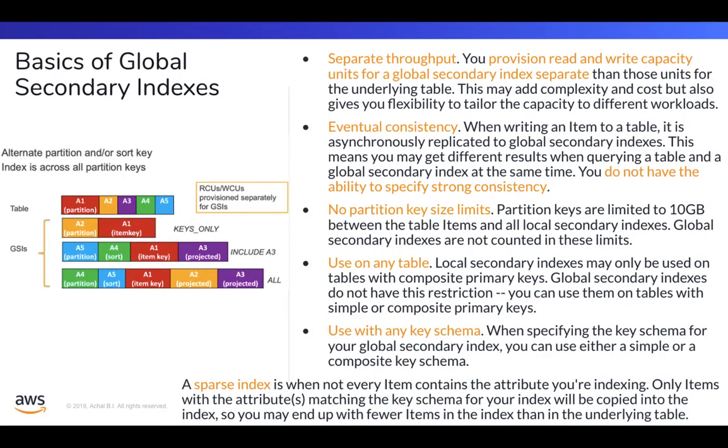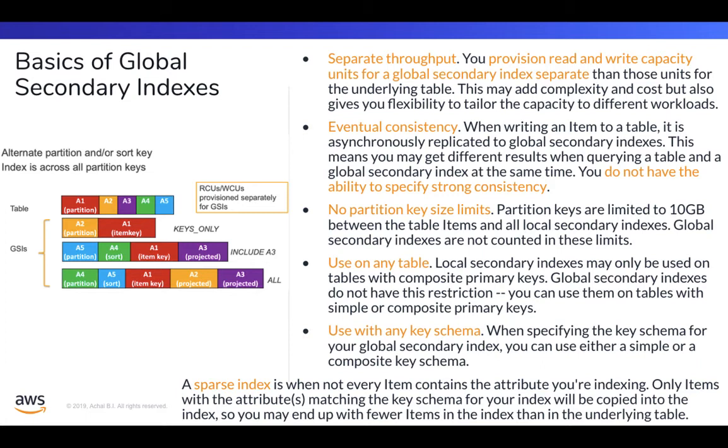When it comes to global secondary index, it has its own separate throughput capacity. So you could provision the read and write capacity units for the global secondary index, and this is always eventual consistency. It provides only eventual consistency. It doesn't provide strong consistency, and there is no partition key size limit.